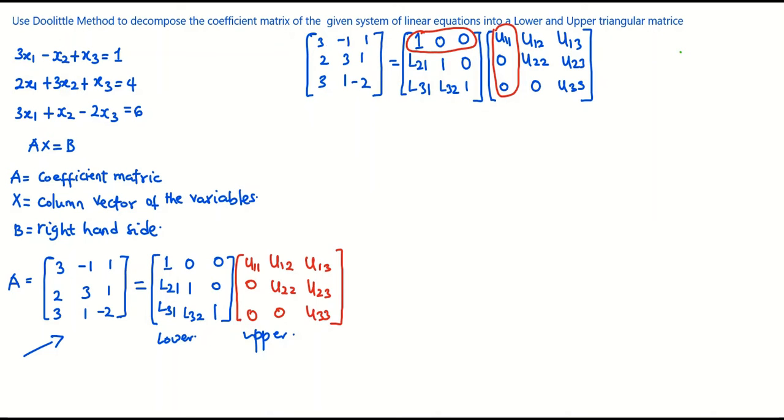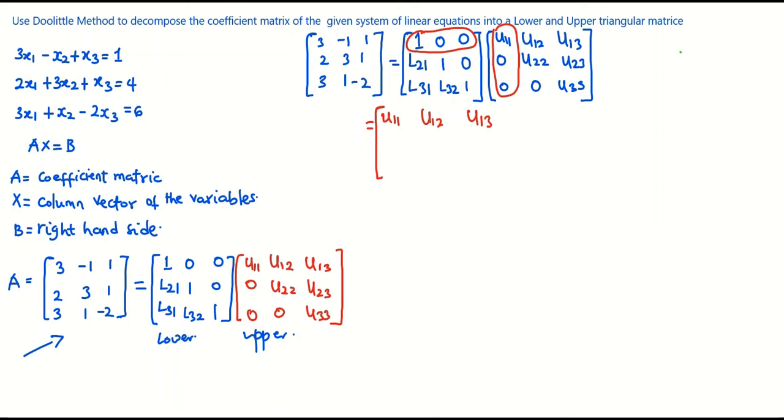For the first row, you are going to get 1 multiplying u11, which gives us u11, plus 0 multiplying 0 plus 0 multiplying 0, so all the remaining terms will be 0. Then next you are going to get 1 multiplying u12, so that will be u12, plus 0 multiplying u22, which will be 0, and plus 0 multiplying 0, which will be 0. Then next we get u13 multiplying 1, which gives us u13, plus 0 multiplying u23, and plus 0 multiplying u33, so that will also be 0.